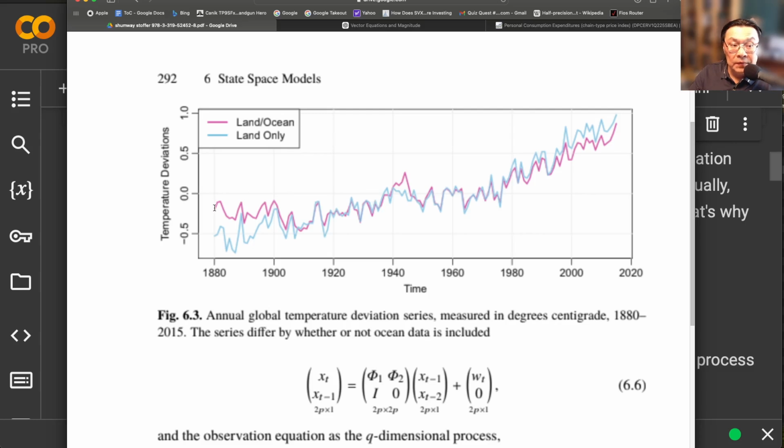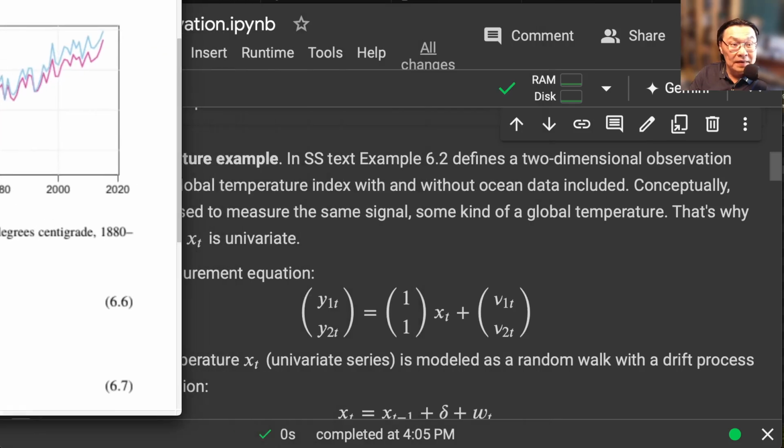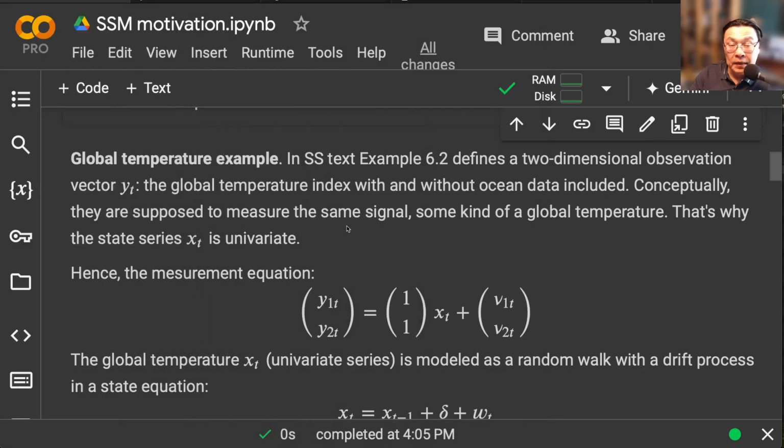So you will see there are two variables shown on the chart. The red one is some sort of an index of the global temperature, which includes both land and ocean temperature series, while the blue line includes only the land. So the difference between blue and red, apart from them being measured differently, is that one of them includes ocean and the other one doesn't. But conceptually, they are supposed to measure the same thing, some sort of global temperature, right? And that's why it can be appropriate to try to model them as a state space model.